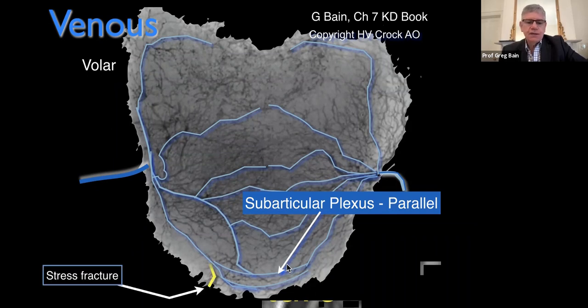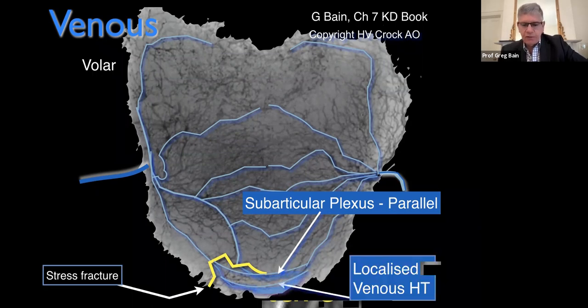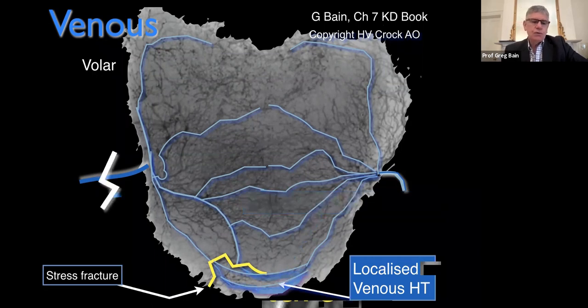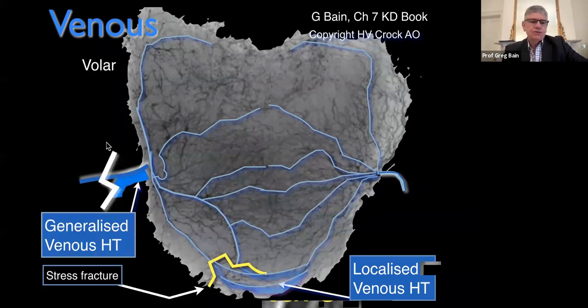So if we look here and we get this stress fracture in the proximal aspect of the lunate, we're going to end up with a localized area of venous hypertension where the veins can't drain. Or alternatively, if we get an obstruction of one of these veins as it passes out of the lunate, we may get generalized venous hypertension of the entire lunate.